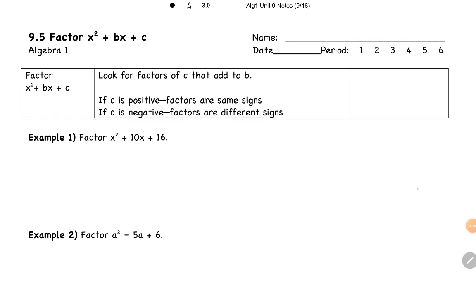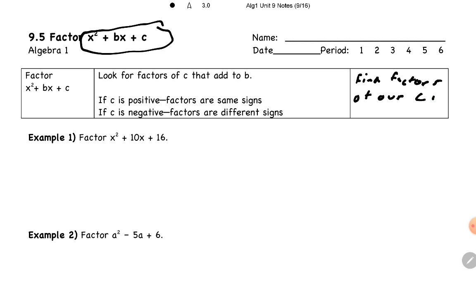We'll be looking at factoring things that look like this: x squared plus some number times x plus some number. So let's look at example 1. What we're going to do is find factors of our c value that add up to b.